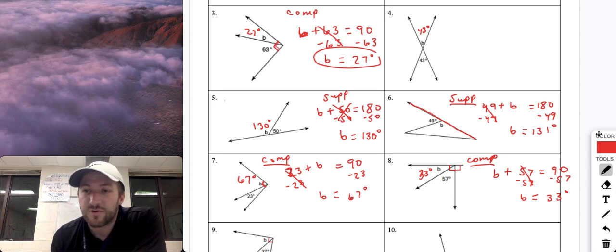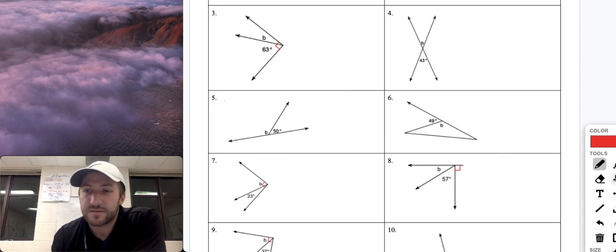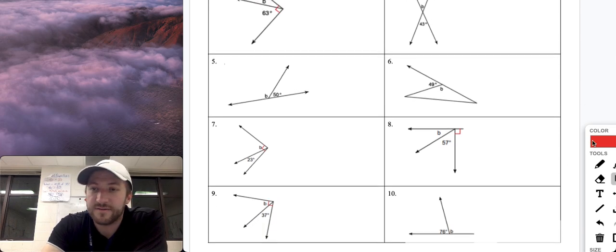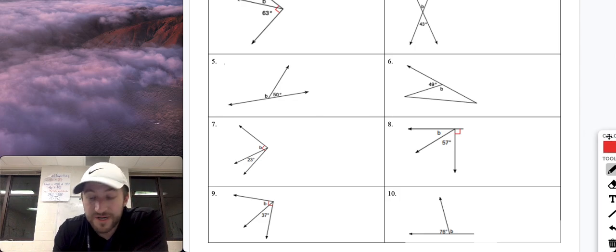All right, let's scroll down. Let me give that an erase. Do these last couple right here, 9 and 10. Get the pen going. There we go. All right. Number 9, this is a right angle. There's our little red box. All right, right angle. So these are complementary.